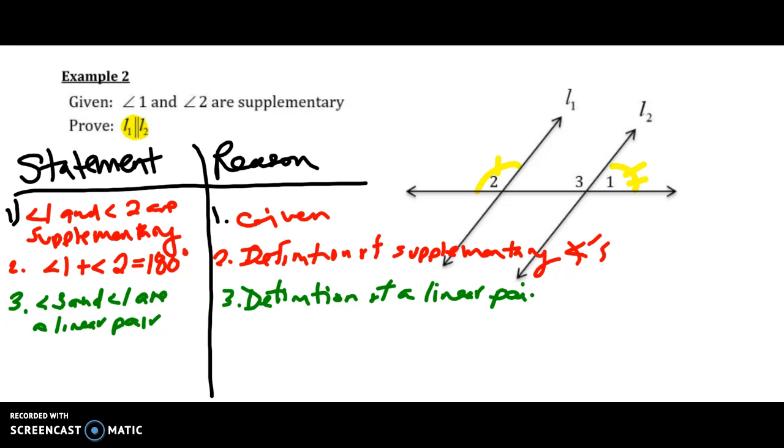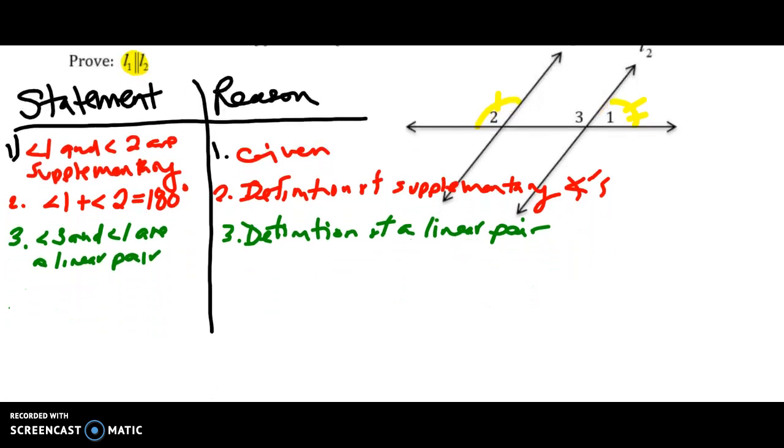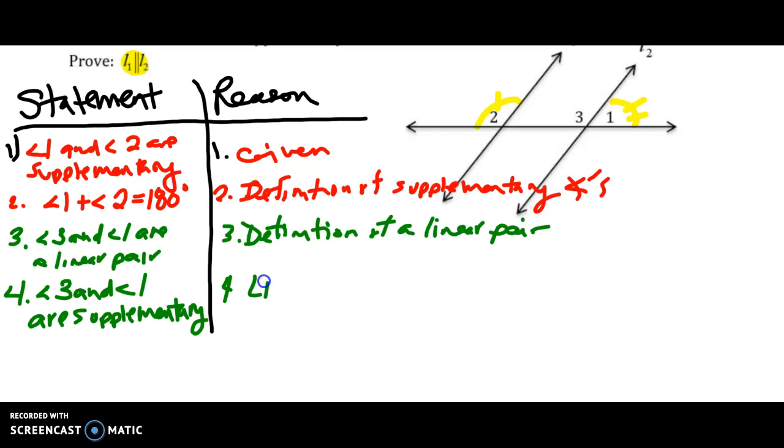I can't just go straight to that they are supplementary. The reason being is that two supplementary angles do not necessarily have to form a line. Where a pair of angles that form a line are a linear pair. They have to form a line with those rays. Those outer rays have to be opposite. So we know that angle 3 and angle 1 are supplementary. Linear pairs are supplementary angles.